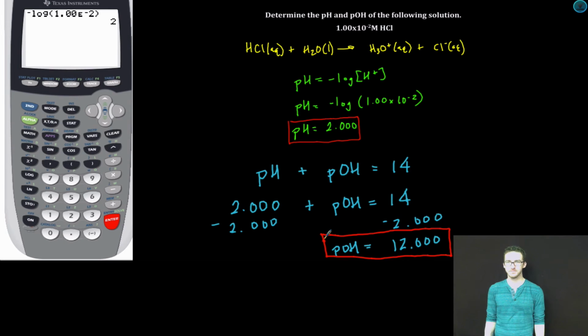12.000. Boom. Now, before you finish, it's always a good idea to ask yourself whether or not the pH and pOH make sense. You should be able to recognize that HCl is an acid, and that pHs of acidic solutions should be less than 7, which we get, and pOHs of acidic solutions should be greater than 7, which we get. Done.